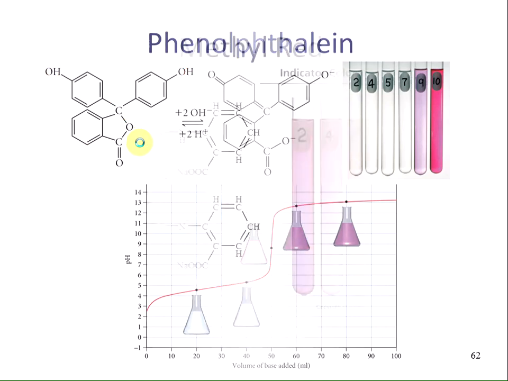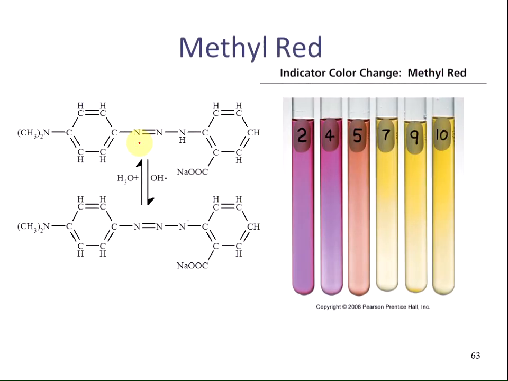Methyl red is another common indicator, and it goes from this reddish color to a yellow. So in the acid solution, here we have a picture of the methyl red at a pH of 2. This is the form of the methyl red. So notice this nitrogen here. This nitrogen has a hydrogen attached to it. And remember, this compound is this pink or red color.